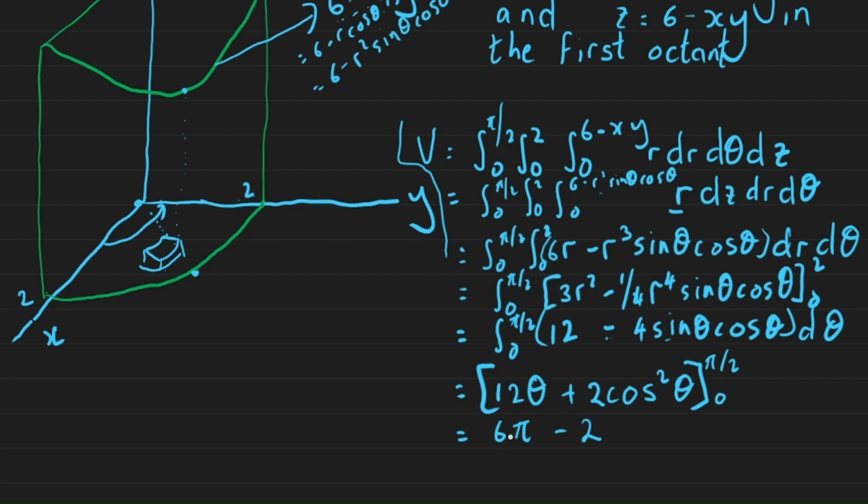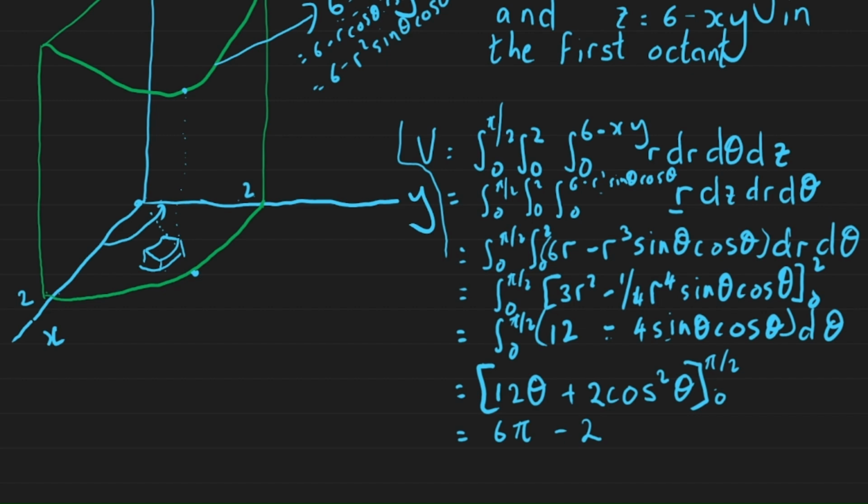12 times pi over 2 gives us 6 pi, and the derivative of pi over 2 is 0, and then we substitute in that 0 again. 0 times pi is 0, times 12 is 0, and the cos of 0 is 1, and that's how we get that minus 2. So when we multiply it by 2, then we get the minus 2. So that is how we would evaluate this particular integral.